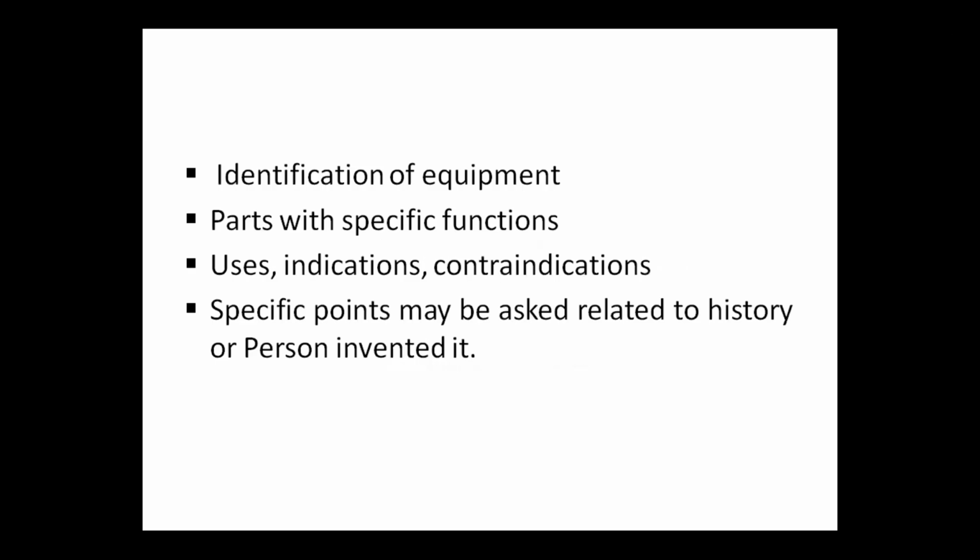Either you are given the equipment of your choice, the examiner tells you to choose the equipment, or you choose the equipment, or the examiner gives you whatever the thing is. First you have to identify the equipment. First and foremost, identification of the equipment is a must. Then you go on with the parts and mention the specific functions. Then the viva will go on with the uses, indications, contraindications, the method of use, and then specific points may be asked related to the history or the person who invented it.